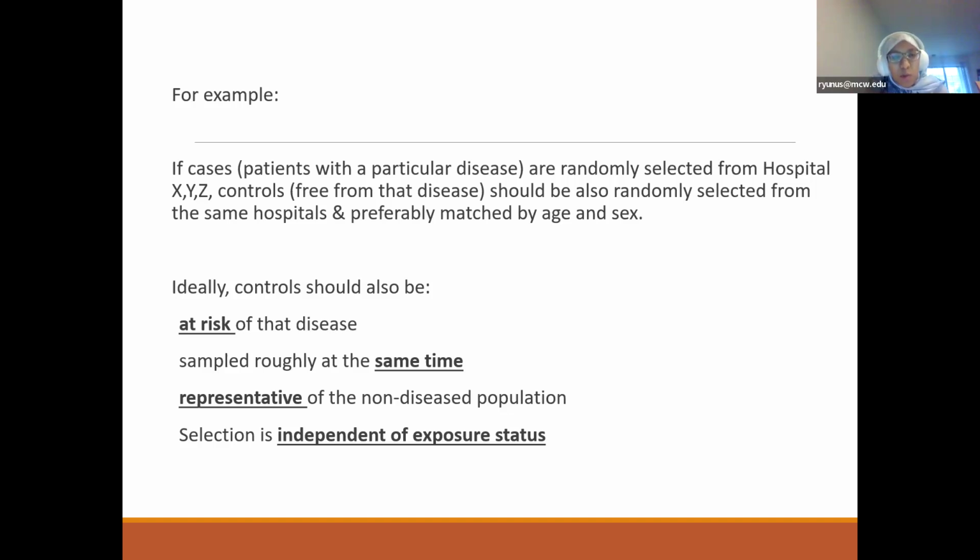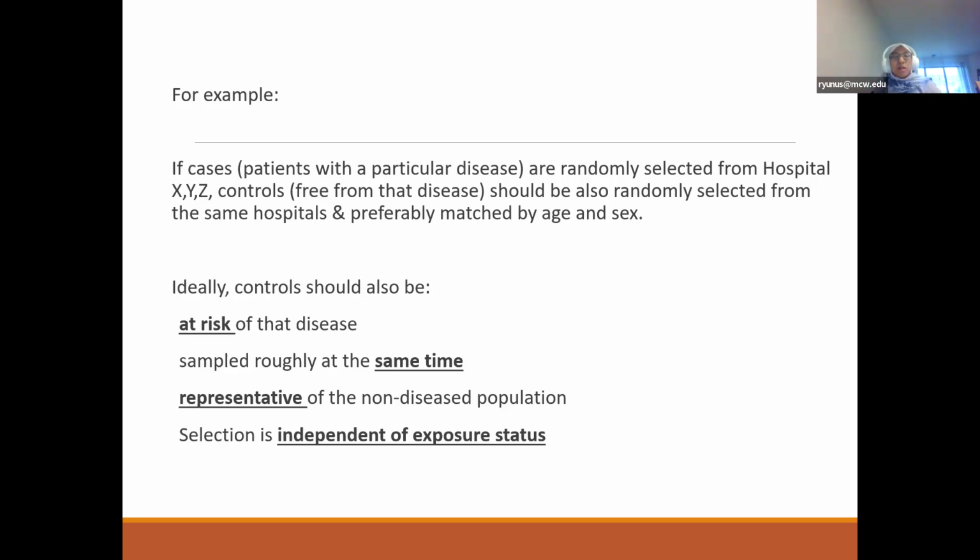Usually these two criteria are the most, I would say, basic ones, okay? So ideally, your controls should also be at risk of that disease. Of course, when I say at risk, that means they must have the ability to catch that disease or to be afflicted by that disease, but they do not have that disease. Another very clear example is if you're looking at breast cancer, for instance, and your cases are a group of females with breast cancer, but your control is a group of men, then your controls are not comparable because men are not at risk of breast cancer. Well, of course, that's debatable.